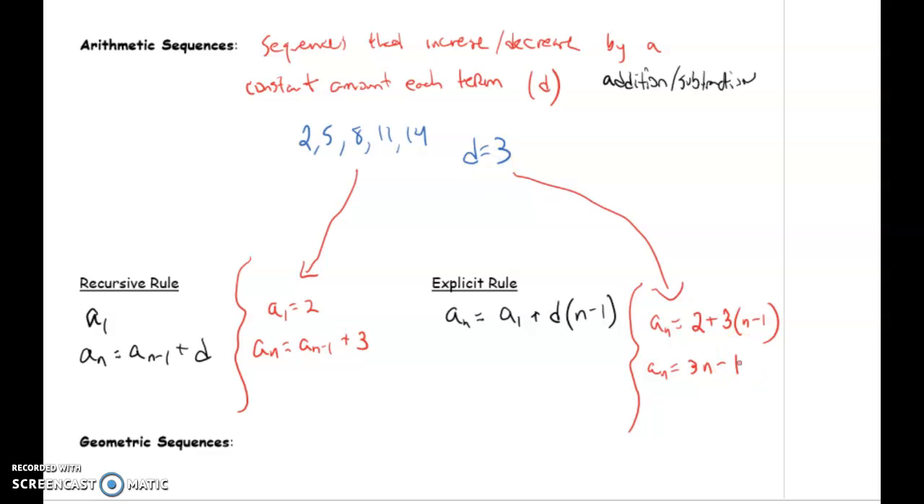So those are some arithmetic sequences and how you would write recursive rules and explicit rules for them. Next up, we're going to talk about geometric sequences. All right, let's talk a little bit about geometric sequences.